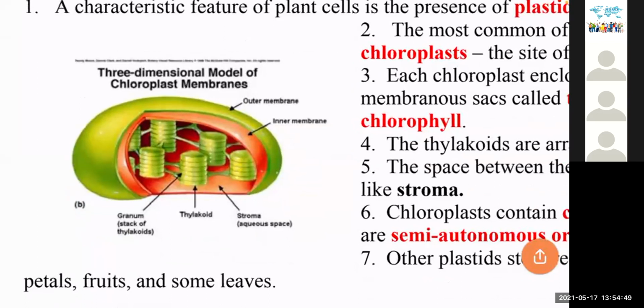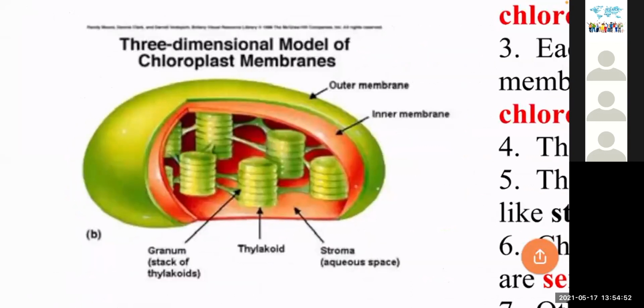Yes, sir. So they are showing us the chloroplast membranes. We have the inner membrane, the one which looks reddish, then the green one, the outer membrane. Then inside we have the thylakoid. Then the aqueous space, stroma, that's what it's called. Then it has those grana, stacks of thylakoids, the way they are packed, like rings on top of each other.